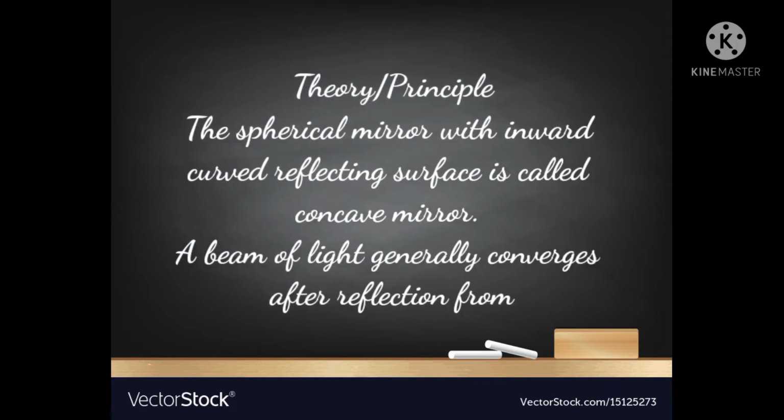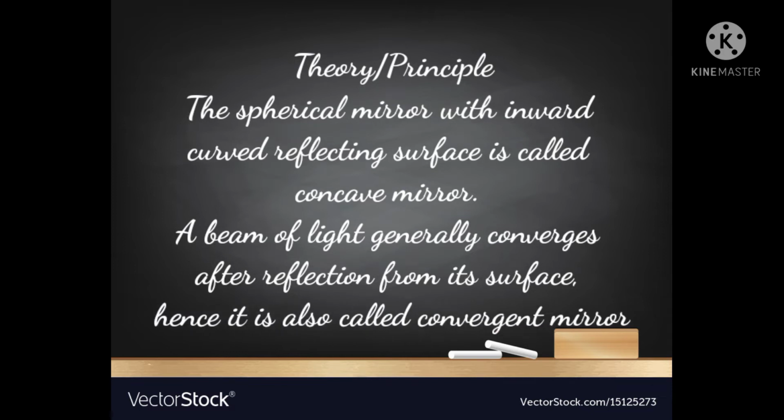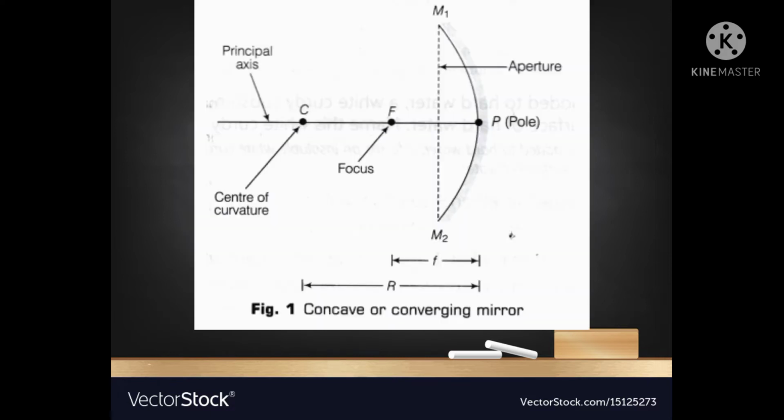So we'll be starting with the mirrors first. The spherical mirror with inward curved reflecting surface is called a concave mirror. A beam of light generally converges after reflection from its surface. Hence, it is also called the convergent mirror. So the diagram related to the concave mirror is as such.